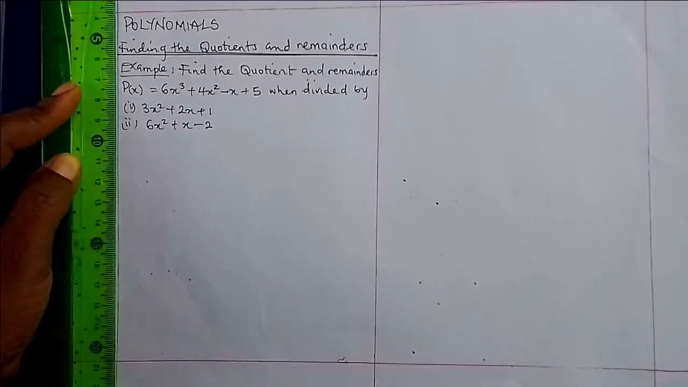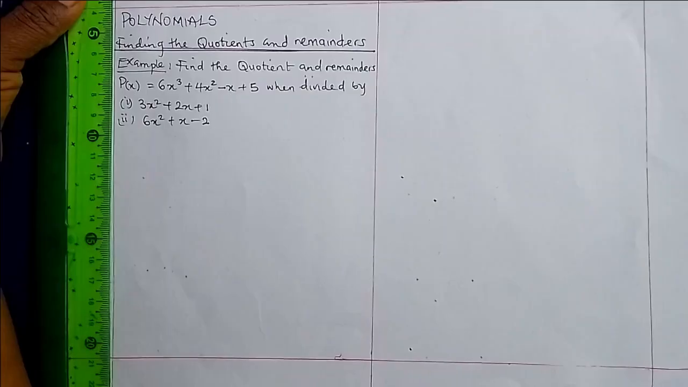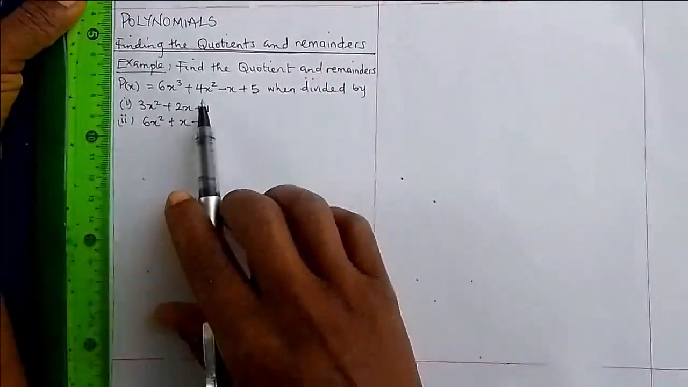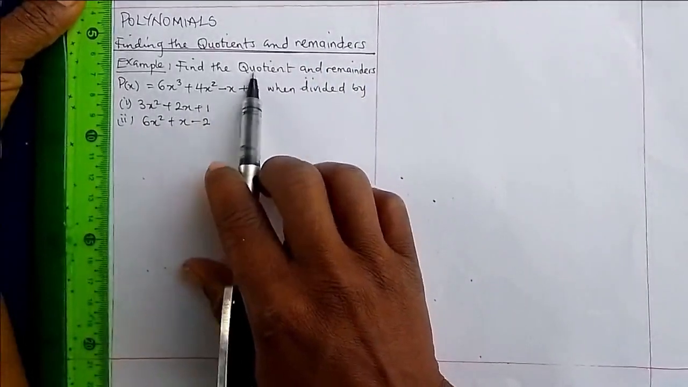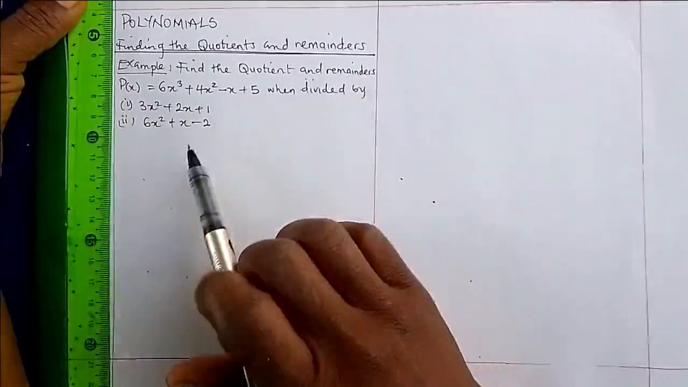In this video, we'll be learning how to divide polynomials. Alright, so we are given an example. They say find the quotient. Find the quotient and remainders.